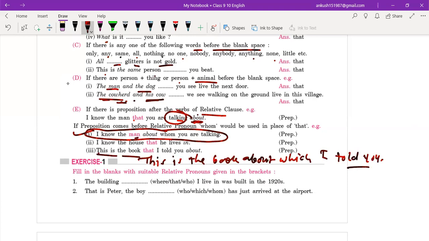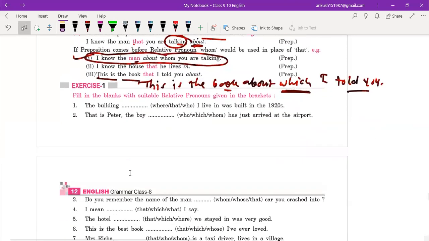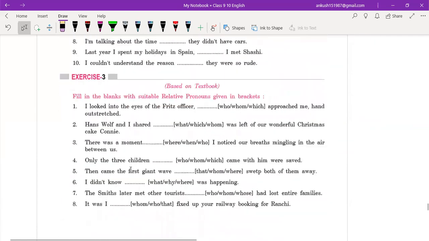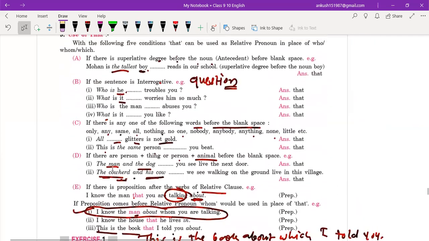Would it be a correct sentence? If you are using "about" immediately after the noun, that is "book," that would be replaced with "which" or "whom." Understood? Let us go for the exercise now. Can you solve this?